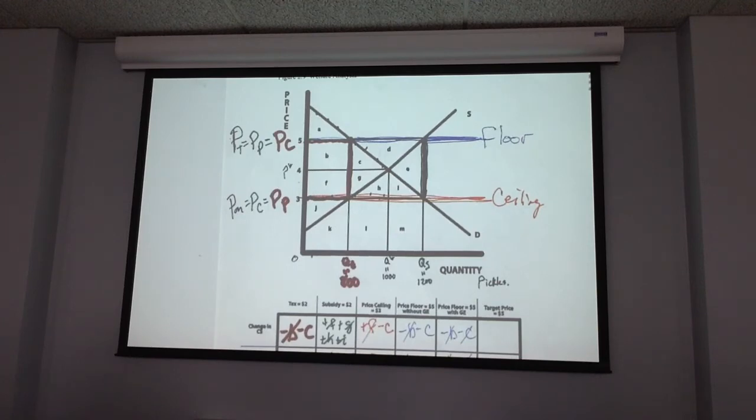So ABC is the old consumer surplus. Now they're paying how much? How much are consumers paying? $3. And how much are they consuming? How many units? 1,200. So the new consumer surplus is this big triangle. So the change in consumer surplus. So then those are entered as a positive sign, right? FGH and I, yeah, put the pluses in there.